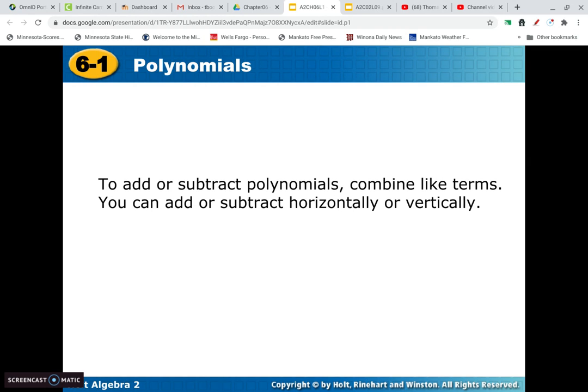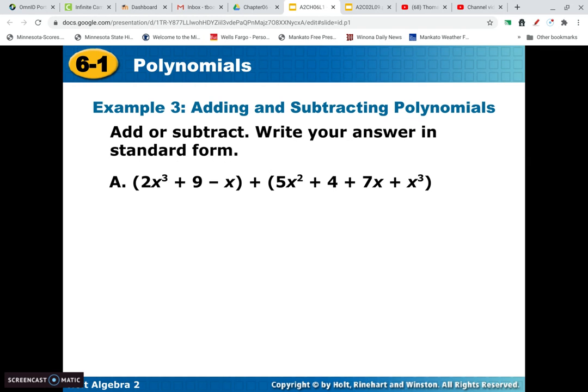All right, so there we go. Now to add and subtract polynomials, just combine like terms. So I always go with the highest powered exponents first.